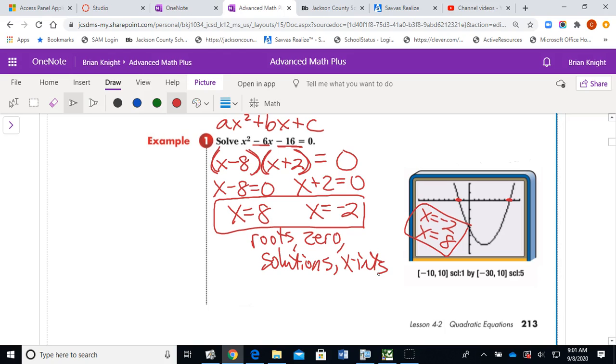So, as you can see, we get the same answer no matter if we factored it or if we graphed it.